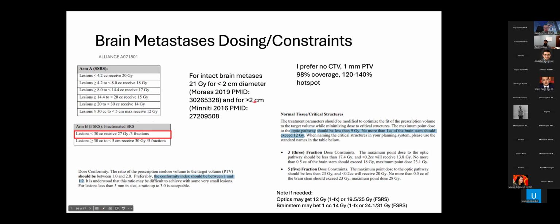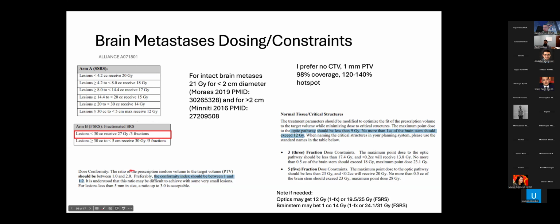For tumors that are greater than 2 centimeters in diameter, again, I start using fractionated radiation, the same 27 gray in 3 fractions. This is actually a very good fractionation. If there's one fractionation you could use in any patient for radiosurgery, it is actually 27 gray in 3 fractions.